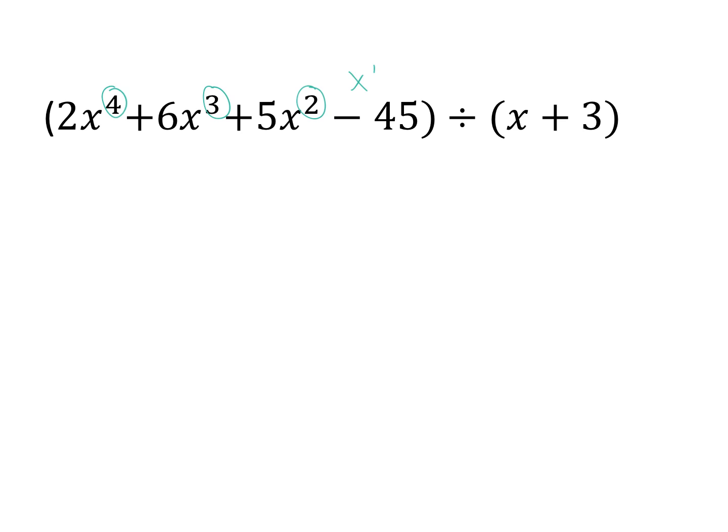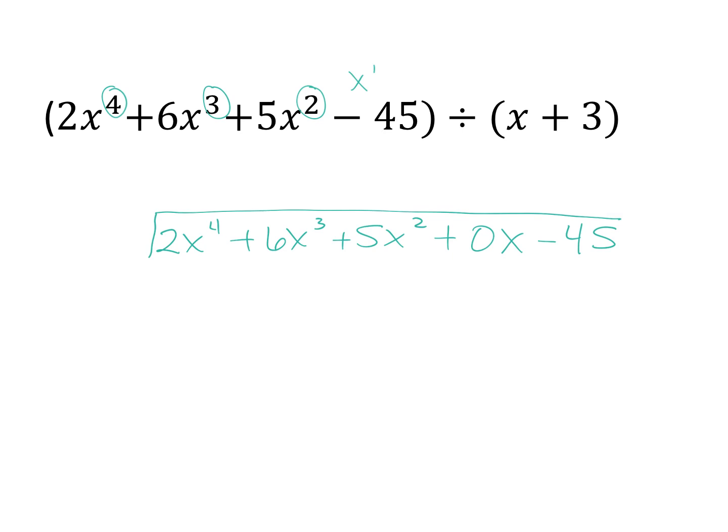Here's the deal. If you ditch the x, your whole thing looks funky and you will not be able to solve it. The only difference on this problem is you have to put in a 0x. So it's 2x to the fourth plus 6x to the third plus 5x squared plus 0x minus 45. If you don't put that in, it will not work. So make sure you have descending order for your exponents, every single one: 4, 3, 2, 1, 0. We're going to divide that by x plus 3.